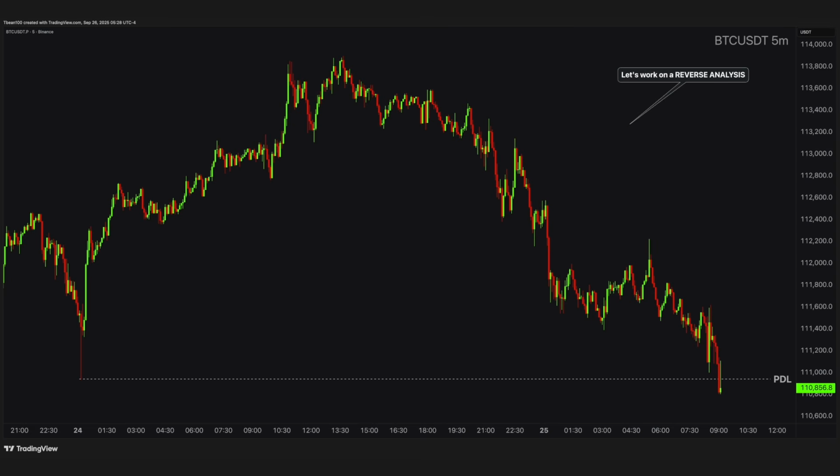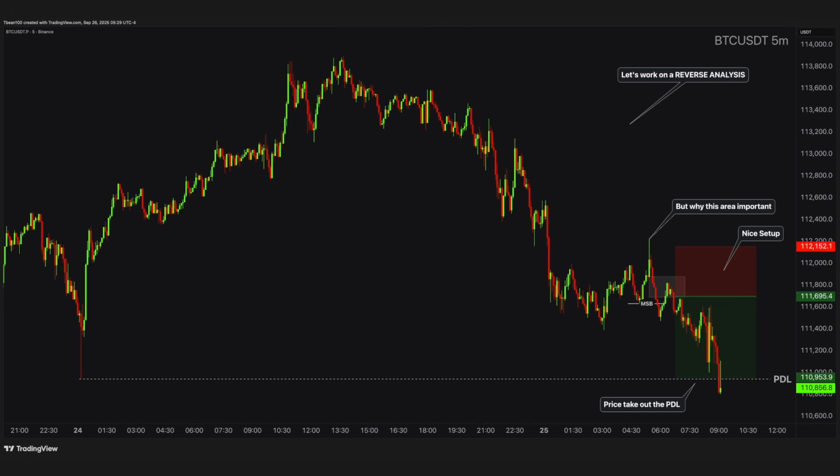This time, let me walk through everything in reverse, like reverse engineering the move. First, if you look closely, price took the PDL down below the previous day low. But how did it happen? Check carefully. The market structure breaks because the inner trend flipped and became a clear downtrend here. So structure changed to take out the PDL.